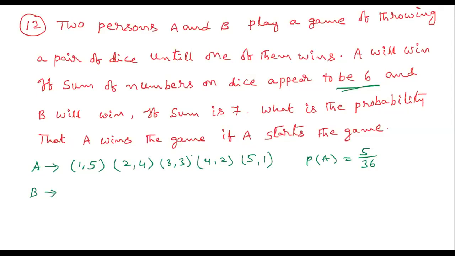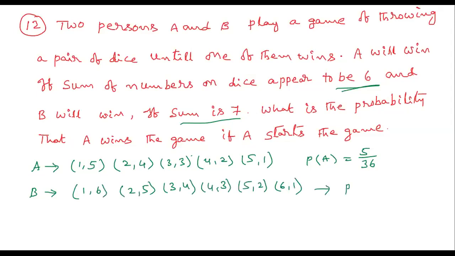Next, what is B? Sum of the points is 7. Now 1 comma 6, 2 comma 5, 3 comma 4, 4 comma 3, next 5 comma 2, next 6 comma 1. Total how many are there? See, P of B is equal to 6 by 36, that is equal to 1 by 6. Correct.